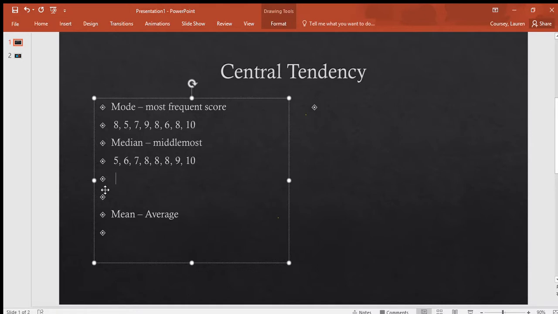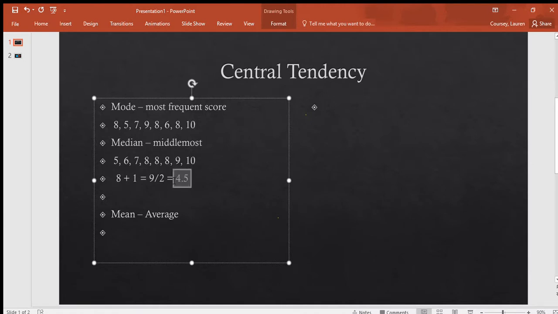I then need to determine what is the middlemost position of my scores arranged from lowest to highest, right? So where is the middle? So we already determined that I have 8 total scores, right? 8 people who took my anxiety inventory. I'm going to add 1 to that, which will give us 9. I divide 9 by 2, right? So I take this and divide it in half. Divide 9 by 2, and that gives us a middle position of 4.5.